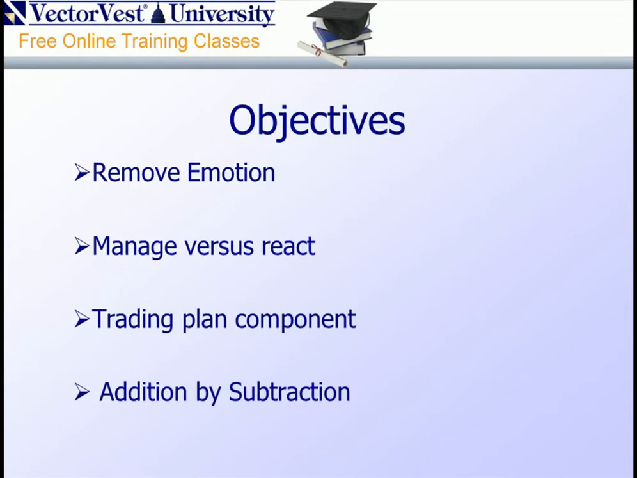Let's review our objectives for this evening. First, by implementing this type of strategy, we remove emotion from our decision. Second, we learn to manage our portfolio versus react. This type of strategy should be a component in your trading plan. And as I like to refer to this, what we'll show you this evening is what I like to call addition by subtraction. In other words, while we take underperforming stocks from the portfolio, we'll be adding a like number of stocks with the appropriate GRT to the portfolio.